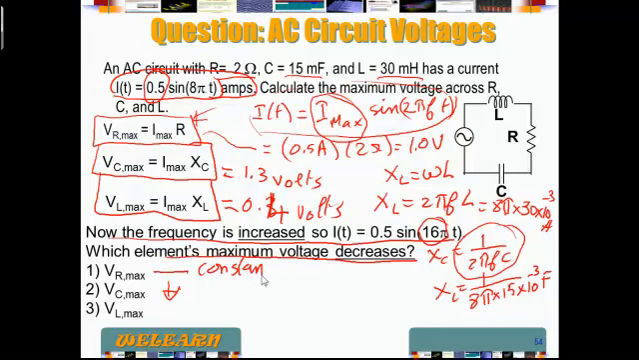VL max, since f is proportional to XL, so VL then becomes proportional to f. So VL max is going to increase. So the one that's going to decrease, according to the question, is VC max.